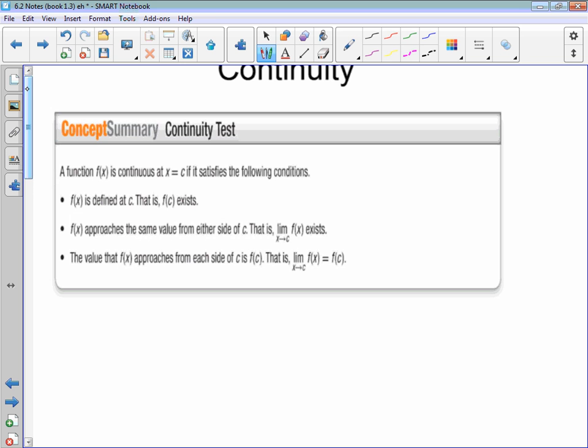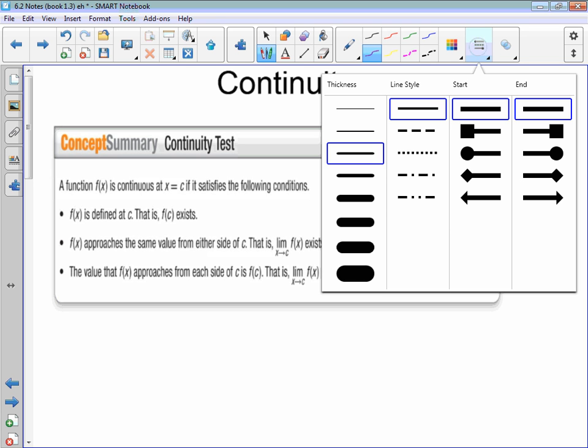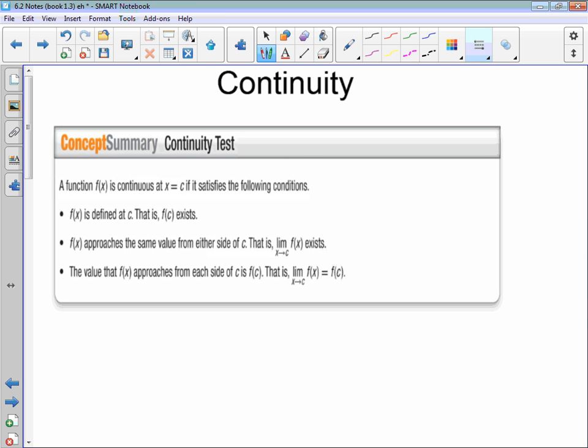All right, guys, so the first thing we're going to do is continuity. Jot down just the title, continuity. I think this is kind of hard to read for you, so I'm going to read through it, and then I'm going to write sort of a shorter version that I'd like you to write.